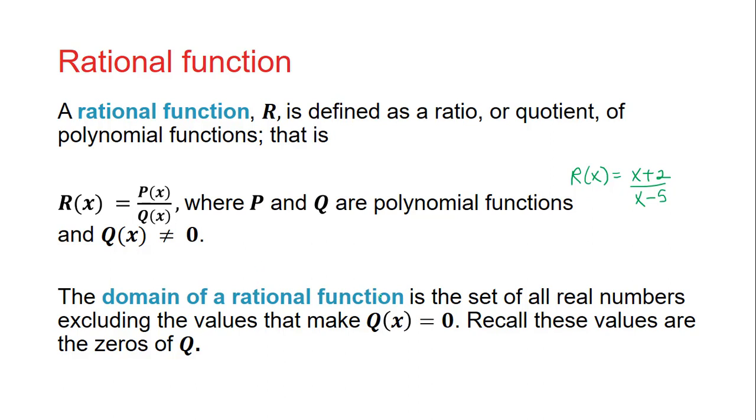The domain of a rational function is a set of all real numbers excluding the values that make q of x equal to 0. That is, what makes the denominator 0. So we have to exclude these values, which are actually zeros of the function q. So in r of x equals x plus 2 divided by x minus 5, recall that we set the denominator equal to 0. We get x minus 5 equals 0, or x is equal to 5. So the domain is a set of all real numbers except for 5. We write that as negative infinity to 5, parentheses, union, parentheses, 5, comma, infinity, close parentheses.